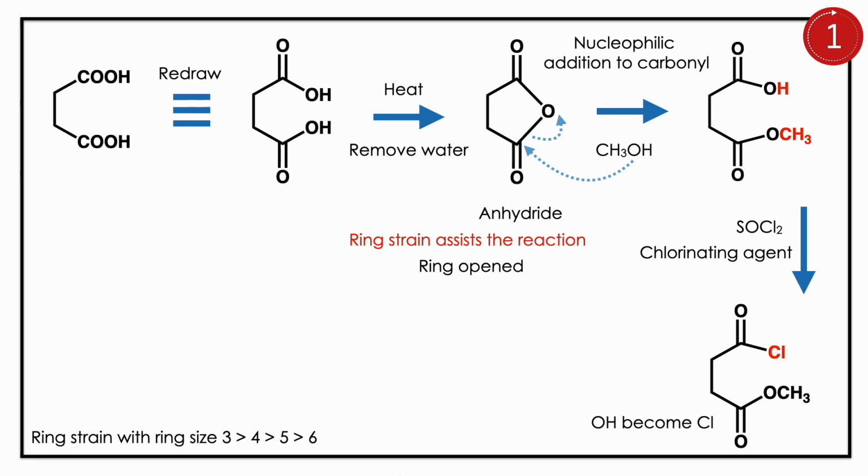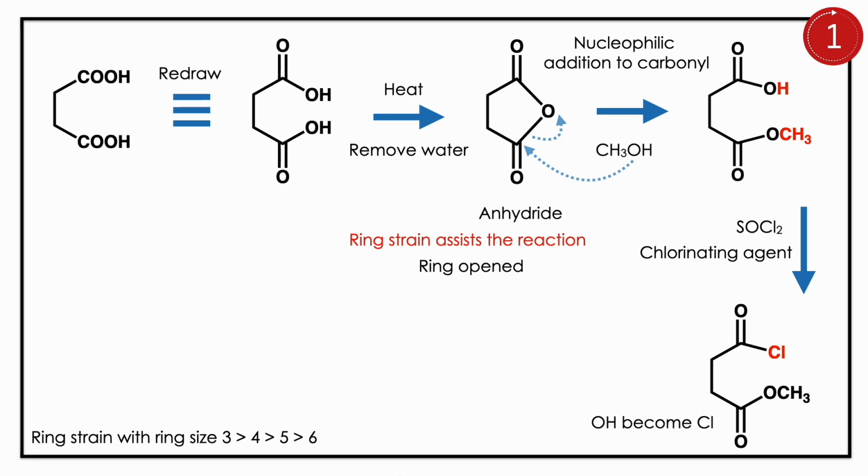Then you add methanol. Methanol leads to nucleophilic addition, which opens the ring. Ring opening is very straightforward because of the 5-member ring, so it also assists the reaction. So first you have ester and acid. So acid can be functionalized easily.